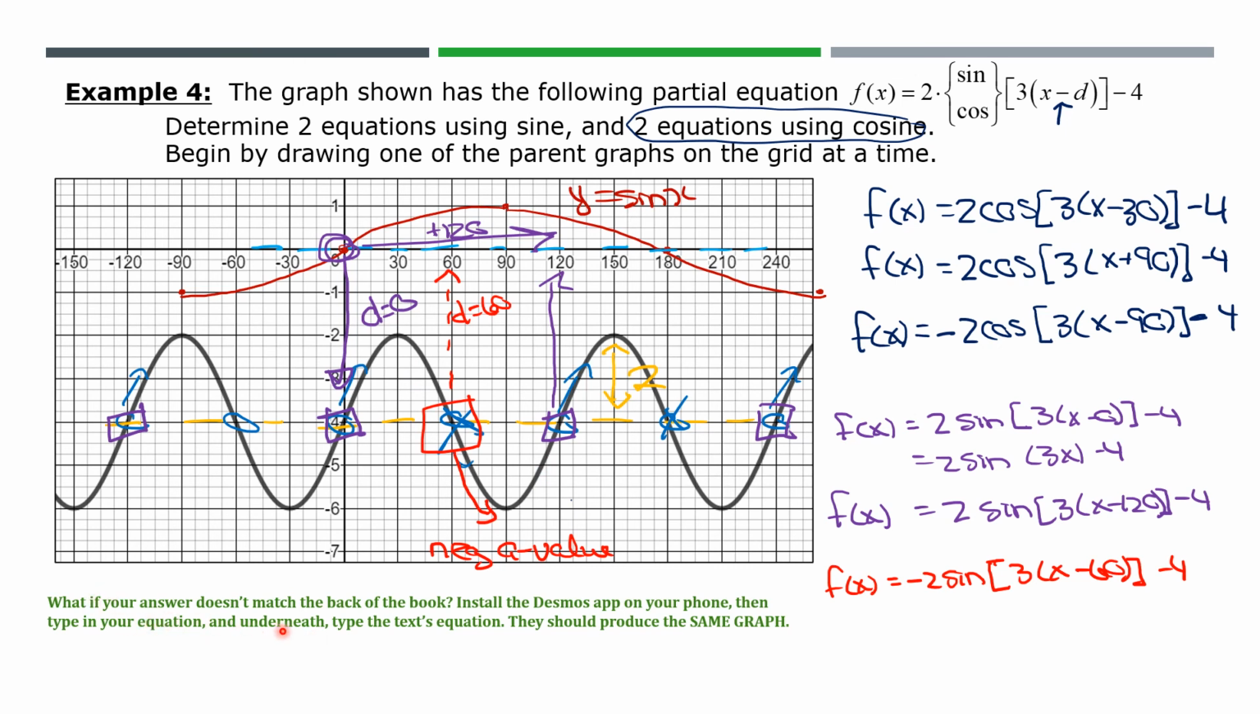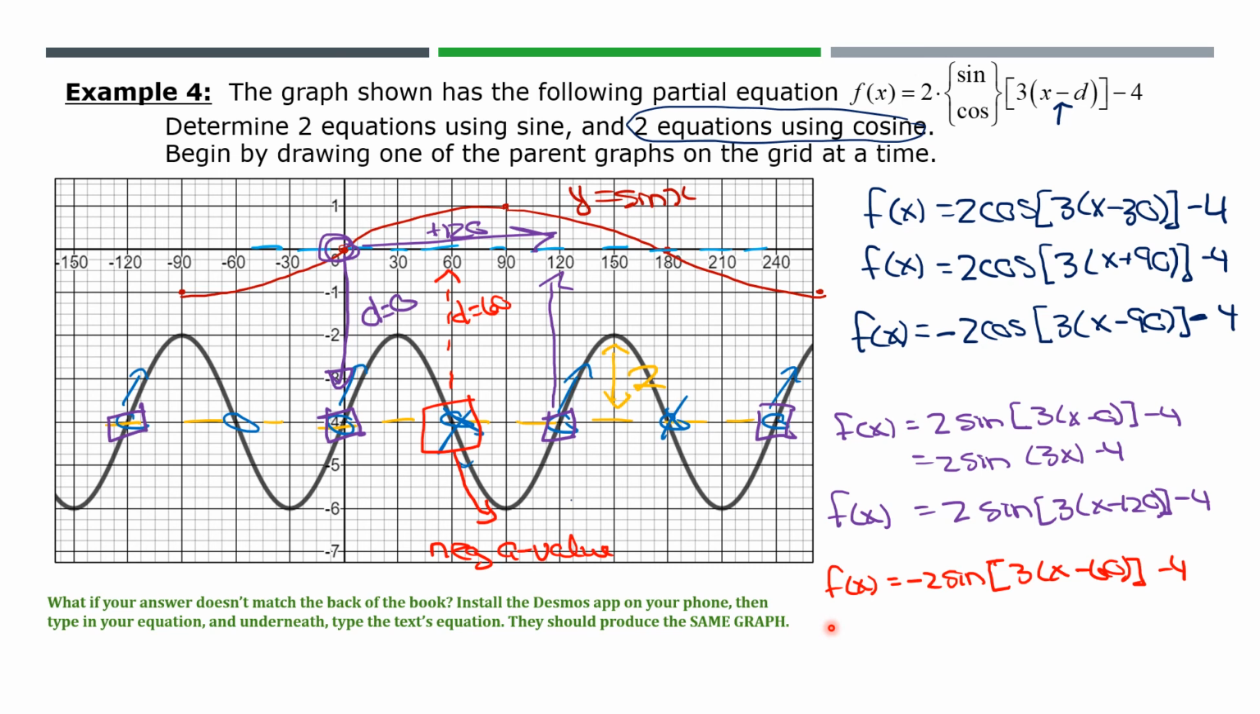So what if your answer doesn't match the back of the book? Because they're not going to put them all down wherever you're looking up your solutions. So install the Desmos app on your phone, or just go to the website. That's what I do. Type in your equation, whatever one of these you got, and then type the answer that was in the back of the book. They should give you the same graph. They should line up one right on top of the other. You don't have to have the answer they have in the back.